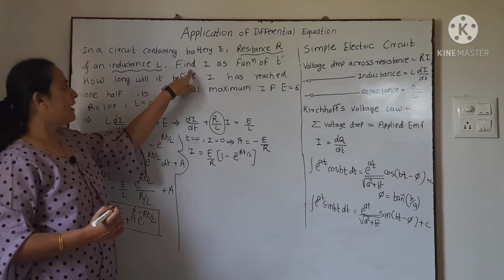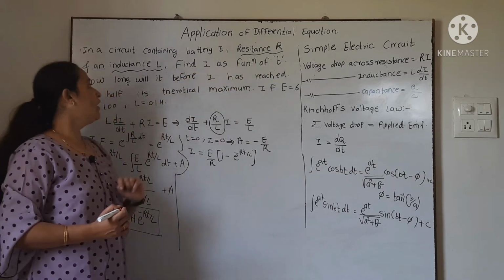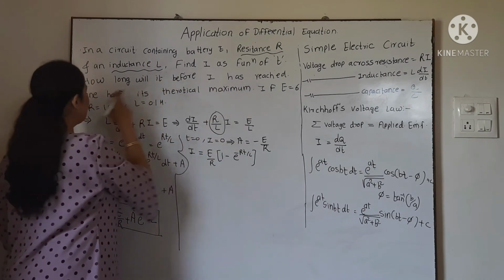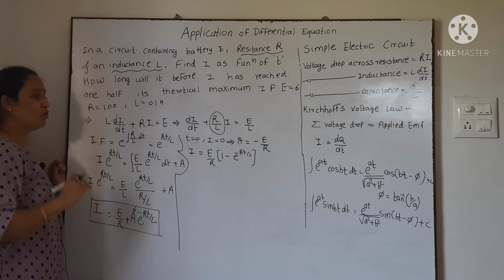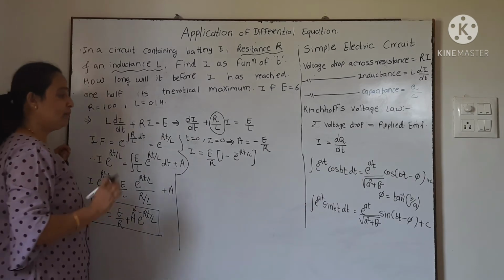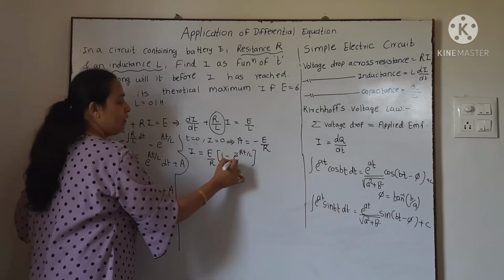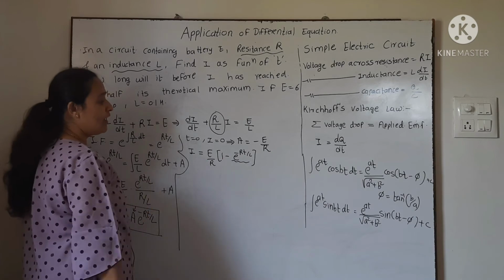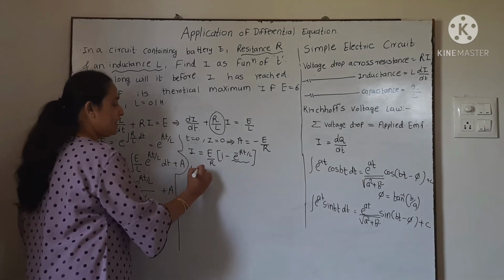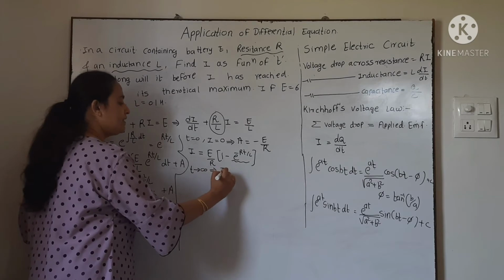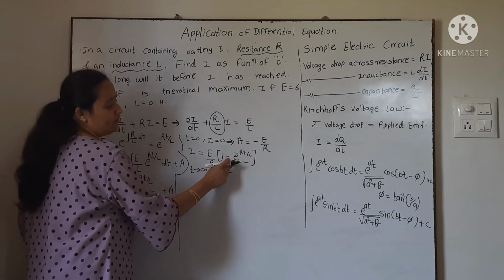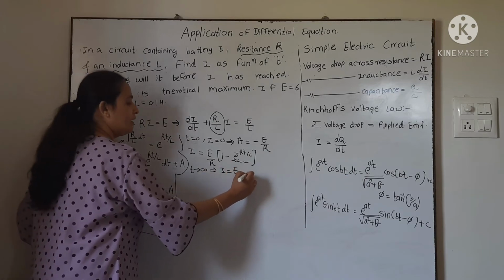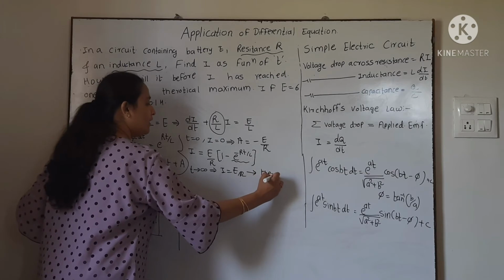This is the first part, find I as a function of t. Now the next one is how long will it take before I has reached 1/2 its theoretical maximum. So first you have to calculate the theoretical maximum. This value will be maximum when whatever quantity we are subtracting is equal to 0. So if I put t tends to infinity, I is equal to, e raised to minus infinity is 0, 1 minus 0 is 1. So I is equal to E by R. This is known as the theoretical maximum.